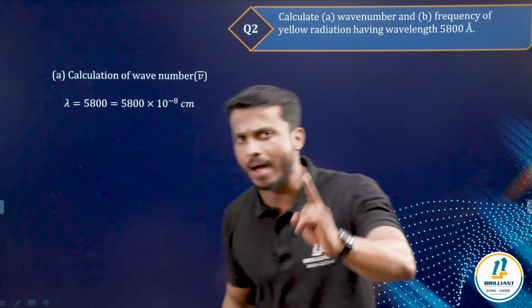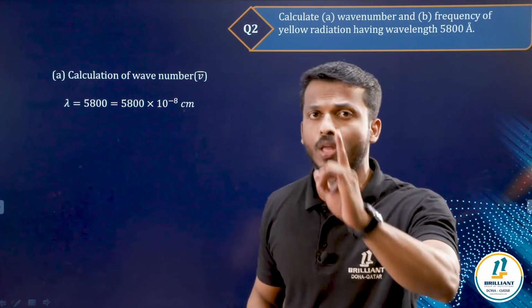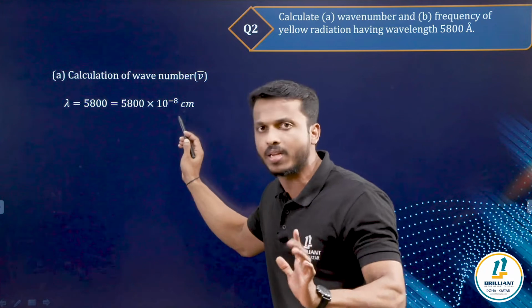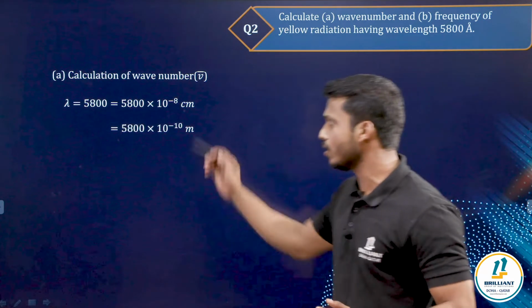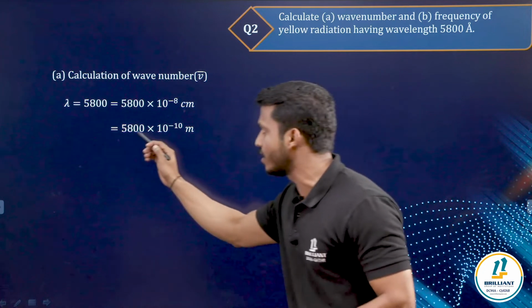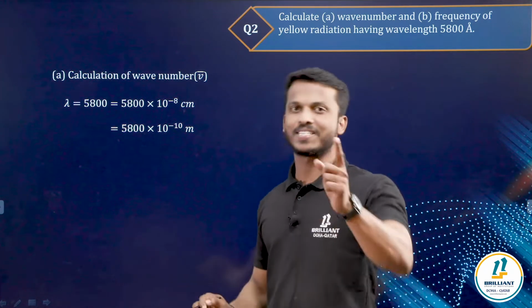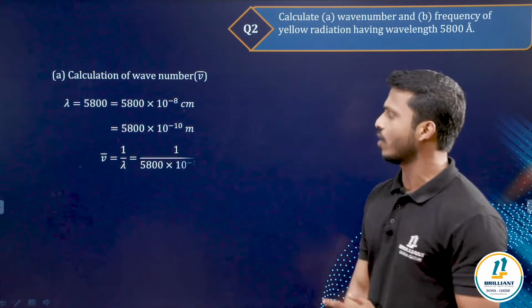How to convert Angstrom into meter, dear all? Into 10 to the power minus 10. Here it is centimeter, therefore 10 to the power minus 8. You can use meter or centimeter. So, in terms of meter, what can you say? 5800 into, yes, 10 to the power minus 10. Next one. So, lambda given.